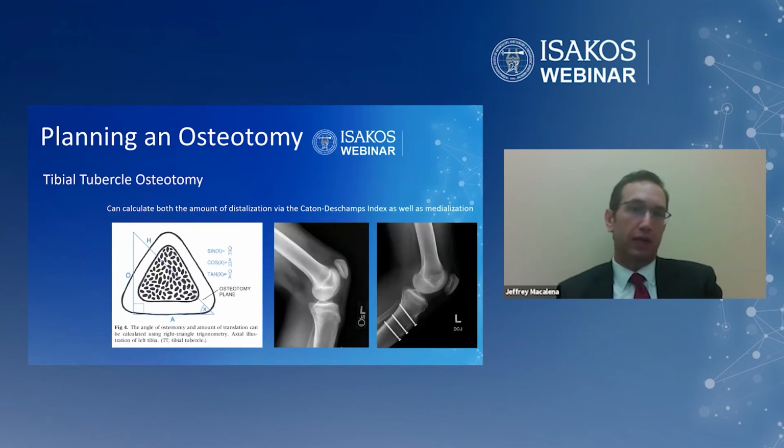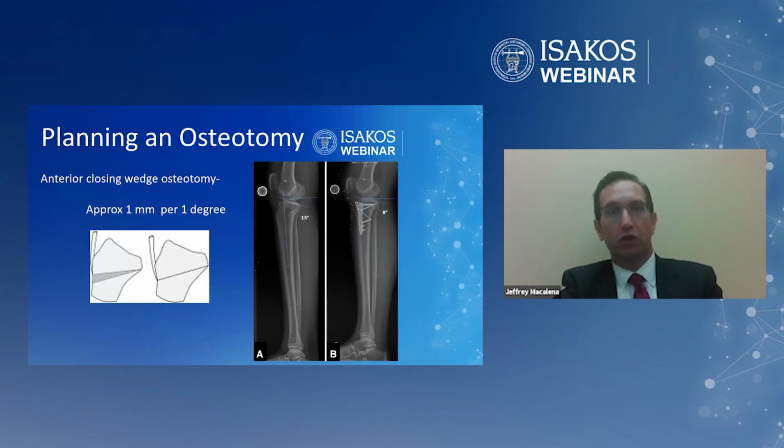Now, it should be noted that you can also plan out an osteotomy for tibial tubercle osteotomies and try to determine in advance how much medialization as well as how much distalization is necessary to correct a patient's patella alta. I use the Caton-Deschamps index when doing that, as it's not dependent on the position of the tibial tubercle. Similarly, for a closing wedge osteotomy of the tibia, as Tim Lording was just discussing, it's approximately 1 millimeter per 1 degree correction when you remove your wedge from the anterior cortex of the tibia.